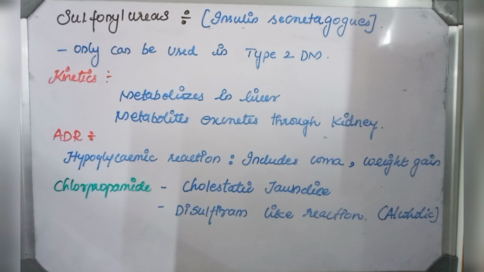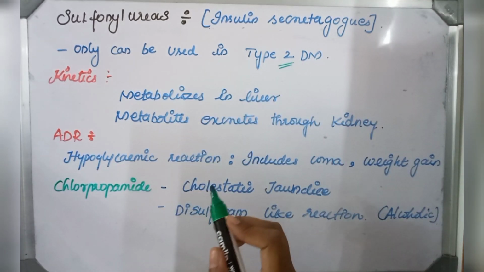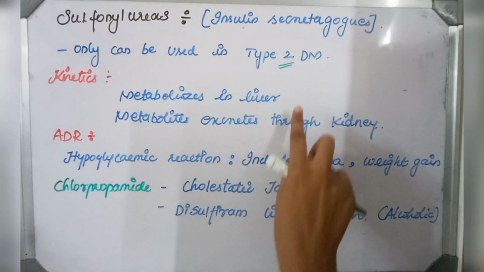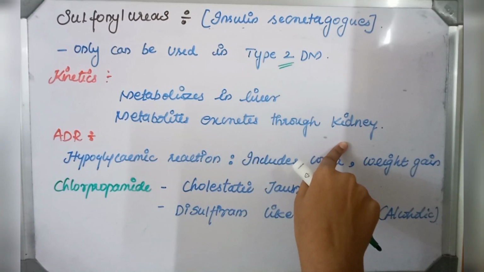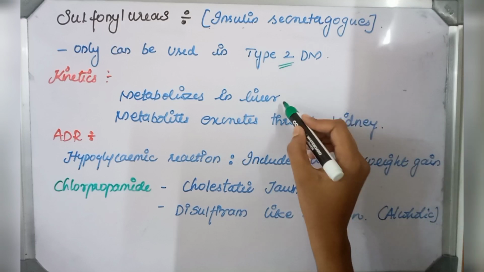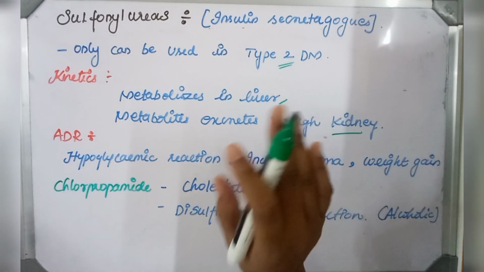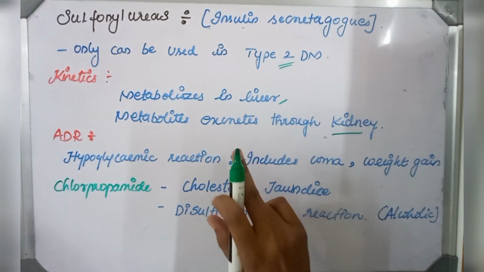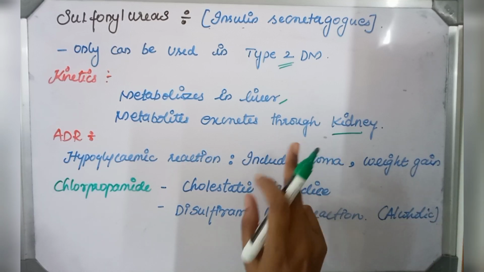We already know that sulfonylureas can be used only in type 2 diabetes mellitus because they act on the beta cells. What about the kinetics? The drug is metabolized in the liver and the metabolites are excreted by the kidneys. So we have to use it with caution in both liver and kidney insufficiency, with particular caution in renal insufficiency patients.